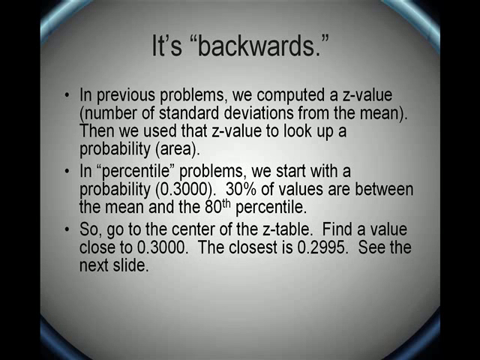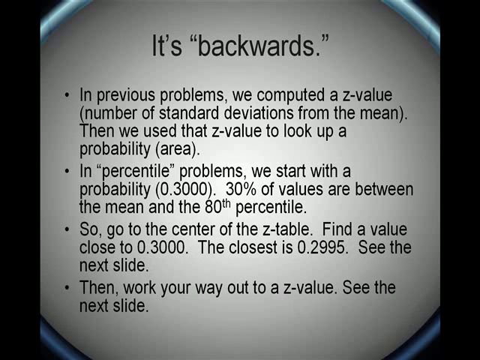Now we're going to go to the center of the z-table and find a probability that's close to 0.3. The closest is 0.2995. I'll show you that on the next slide. But once you get to that 0.2995, you're going to work your way out to a z-value. You'll see that on the next slide as well.